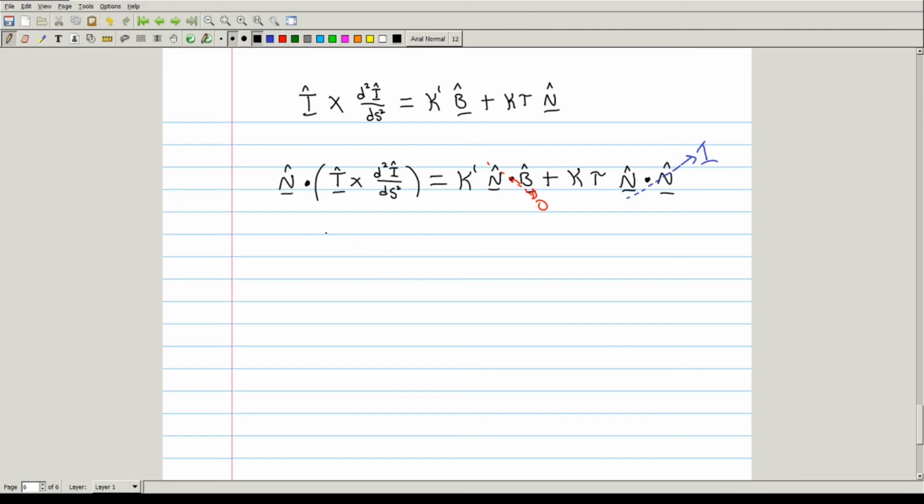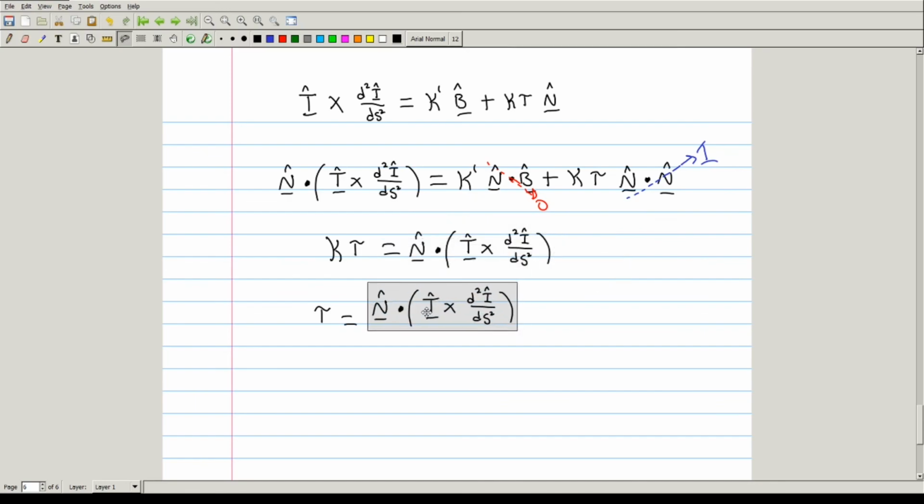And what I'm left with is the equation that kappa times tau is equal to the dot product of n hat with t hat cross the second derivative of t hat, or the torsion is equal to this in the numerator divided by the curvature kappa in the denominator.